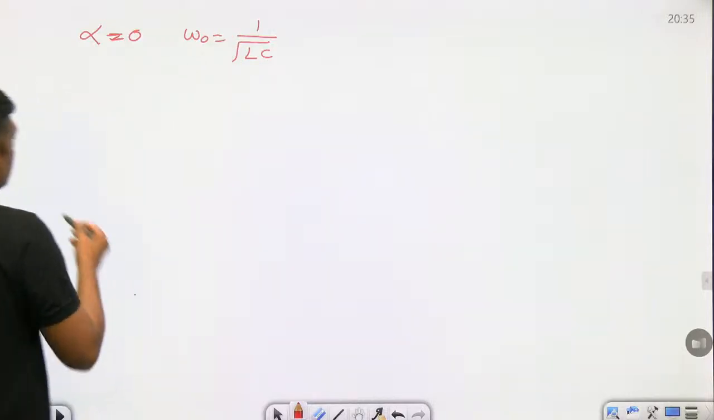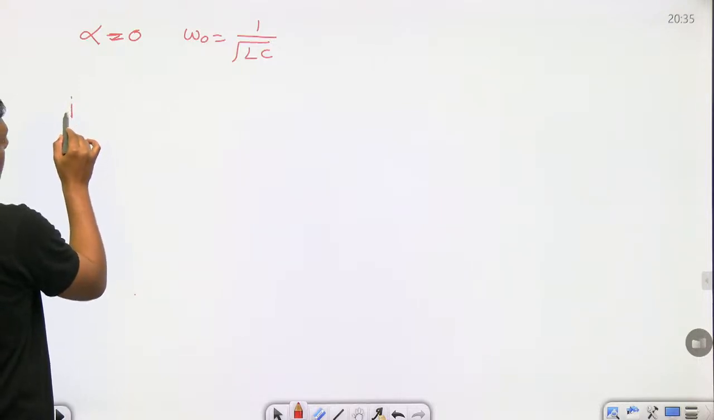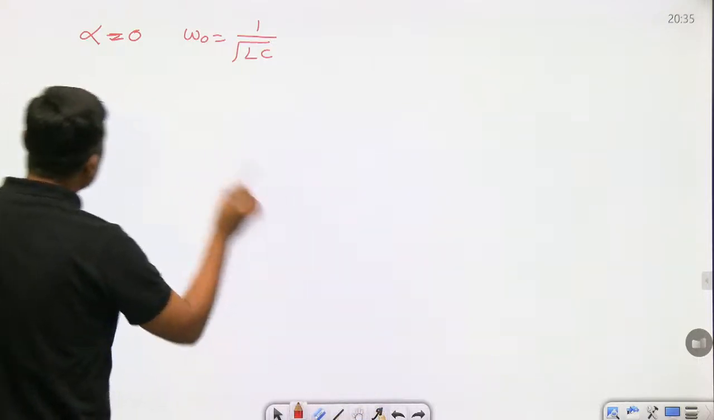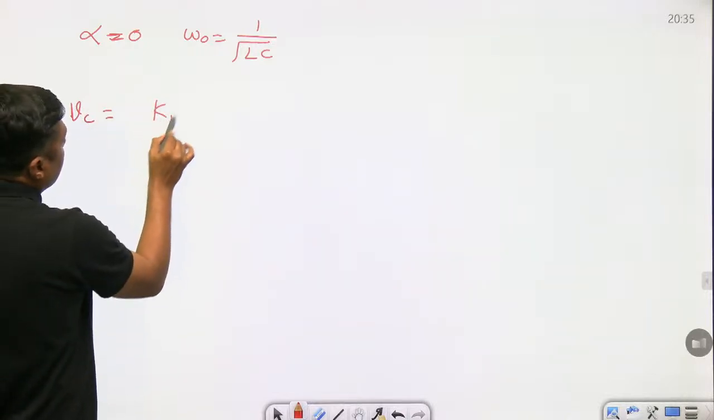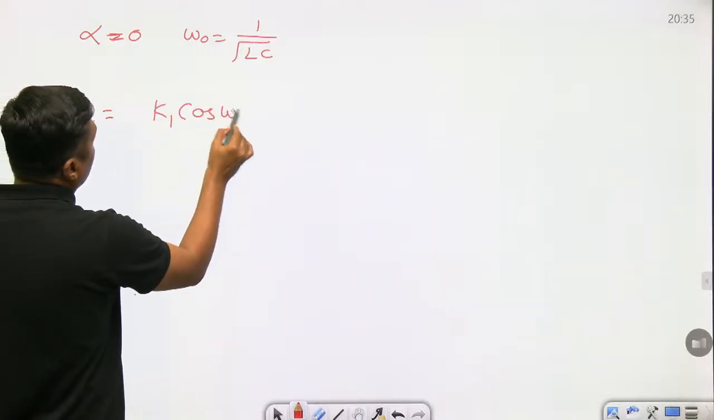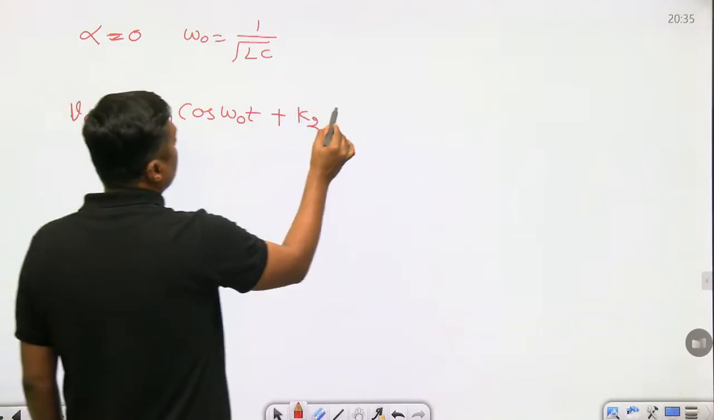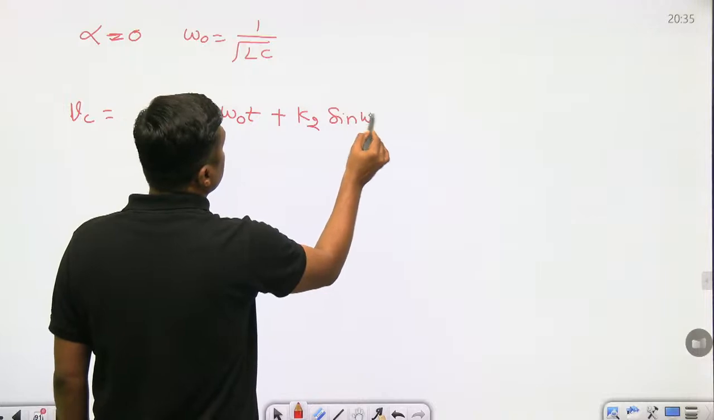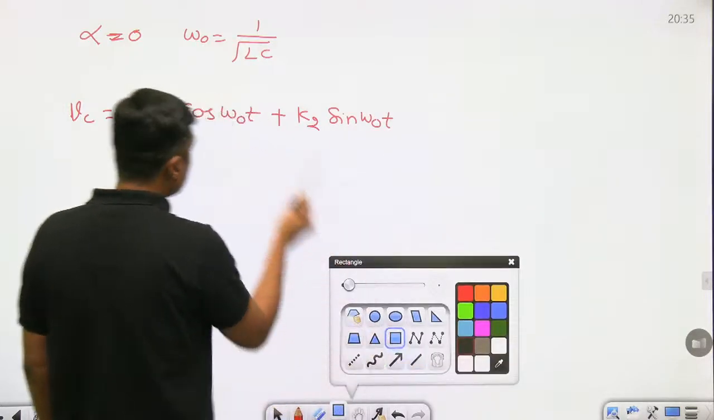Then what will be the general solution? It is an undamped response because there is no resistor. So what is the voltage across the capacitor for an undamped response? It is given by K1 cos of omega naught t plus K2 sin of omega naught t. That is the solution for this question.